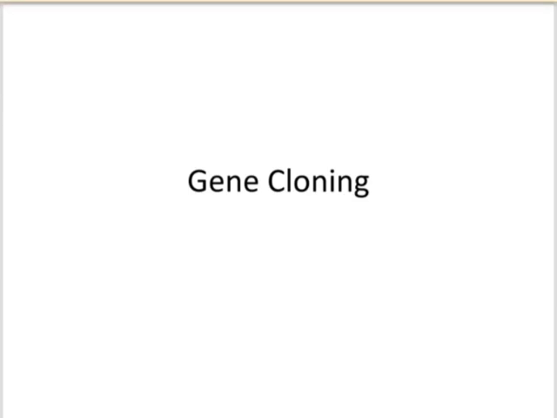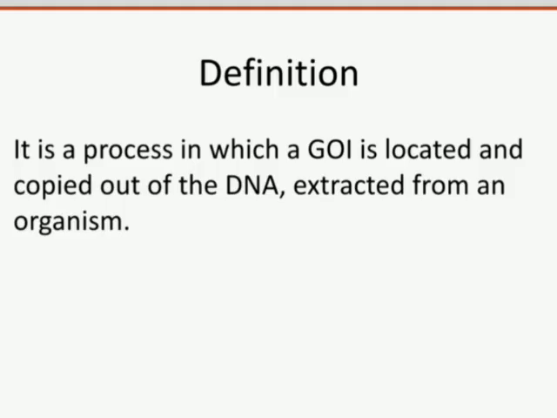Gene cloning. Gene refers to any part of DNA, and cloning means multiplication. So, gene cloning can be defined as a process in which a gene of interest is located and copied out of DNA extracted from an organism. That organism can be anyone.